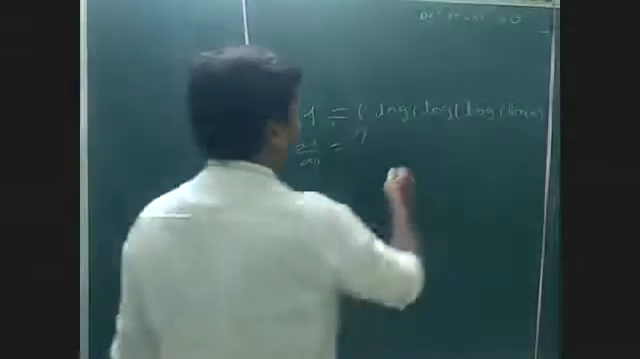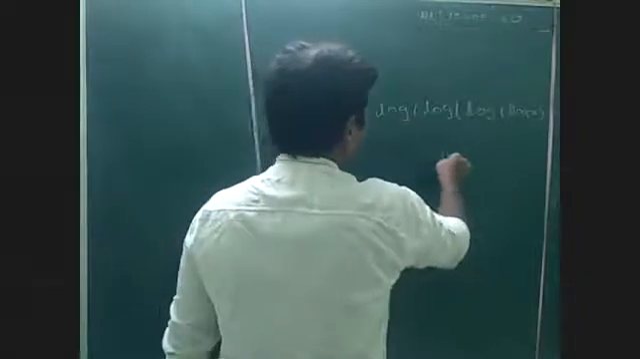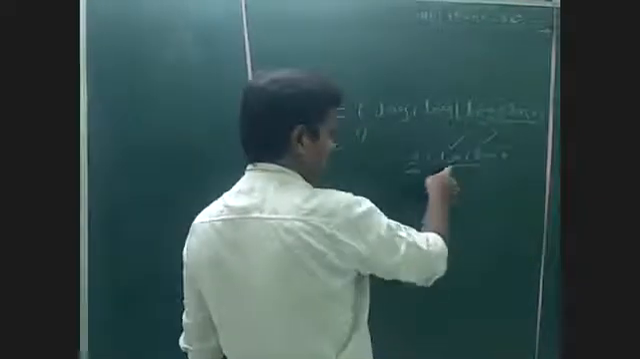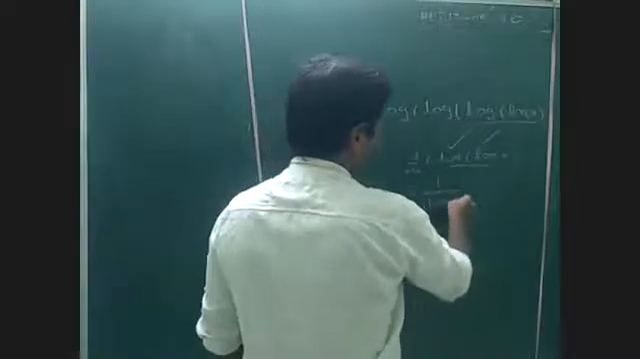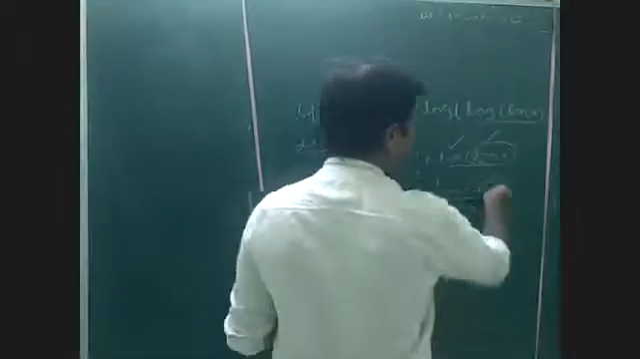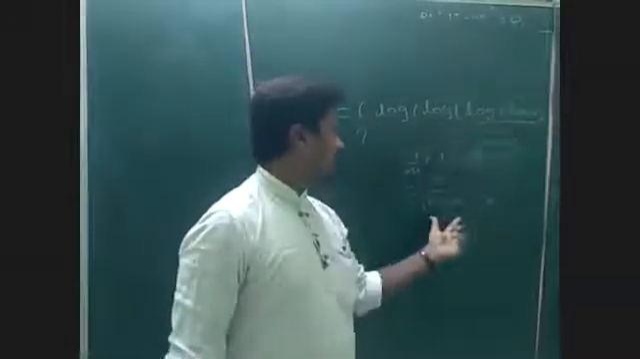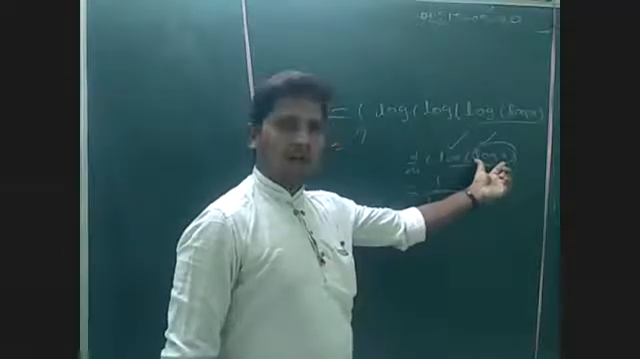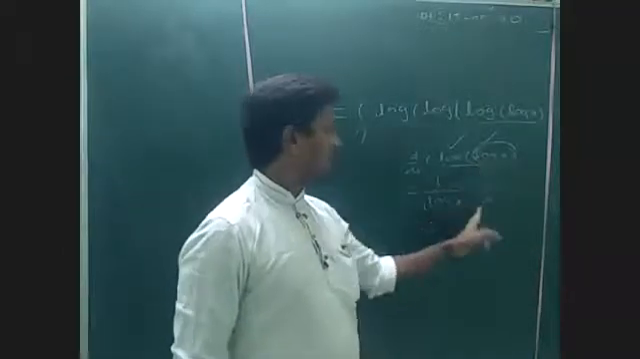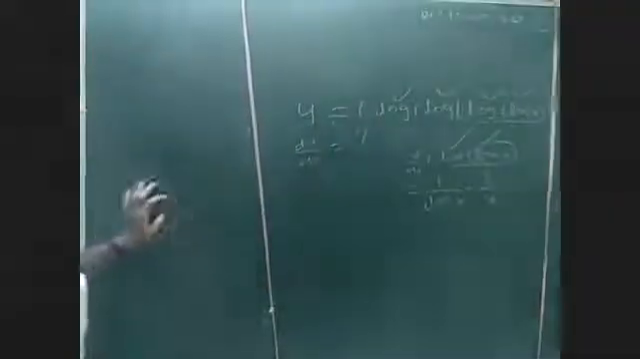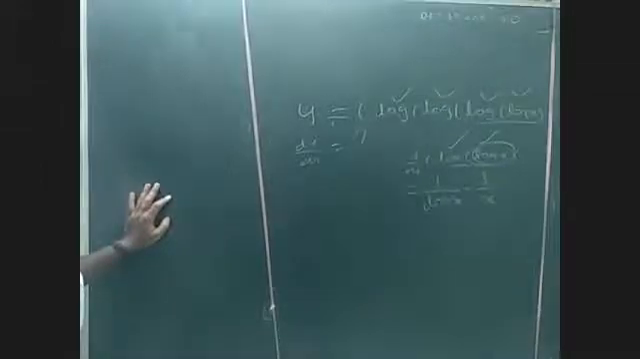To do this, first take d by dx of log of log x. It is the chain rule. First we differentiate the outer log, which gives 1 by log x. Again the log x derivative is 1 by x. In the same way, how many logs will be there? 1, 2, 3, 4.